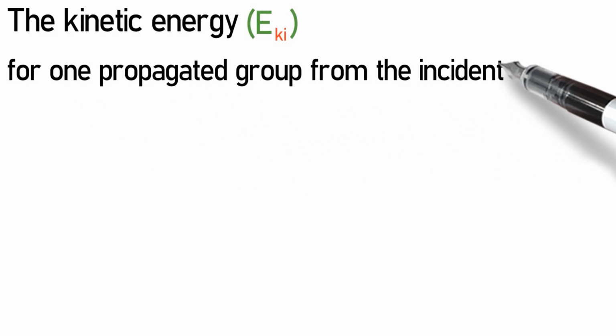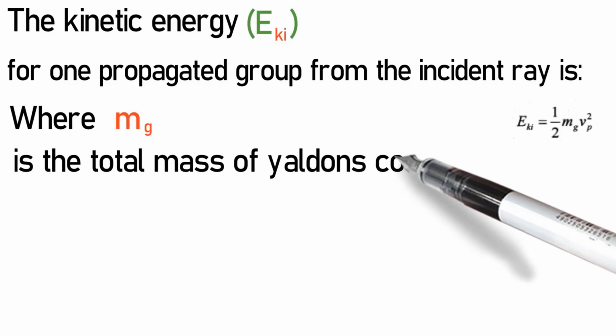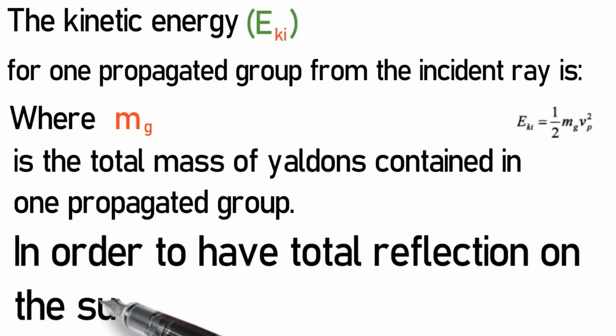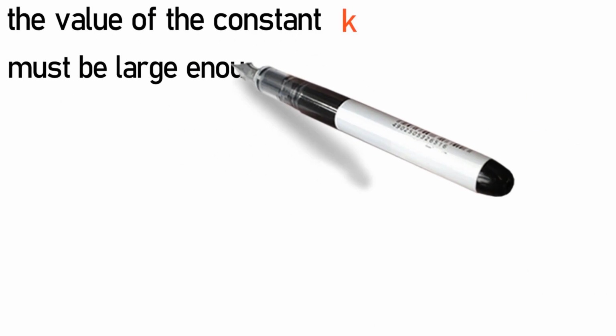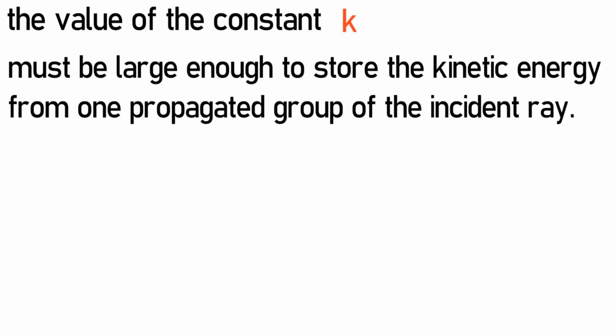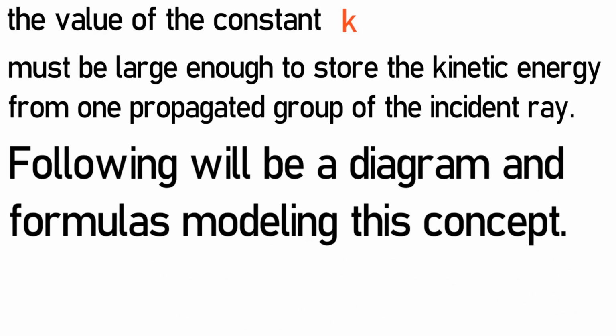The kinetic energy, E sub Ki, for one propagated group from the incident ray is, where m sub g is the total mass of Yaldons contained in one propagated group. In order to have total reflection on the surface of any substance, the value of the constant K must be large enough to store the kinetic energy from one propagated group of the incident ray. Following will be a diagram and formulas modeling this concept.